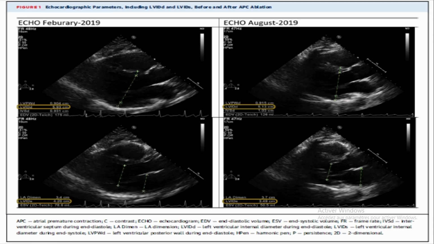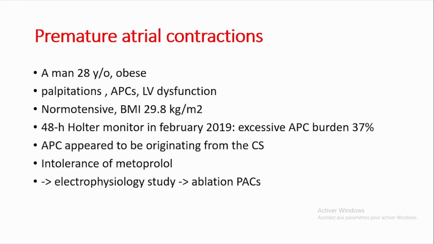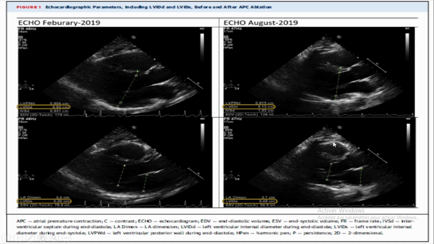On echocardiography, there is a dilatation of the left ventricle. The ejection fraction of the left ventricle is 40%. He did not tolerate beta blockers, so he was treated by ablation of the premature atrial contraction, with a good evolution and normalization of the ejection fraction of the left ventricle 3 months later.